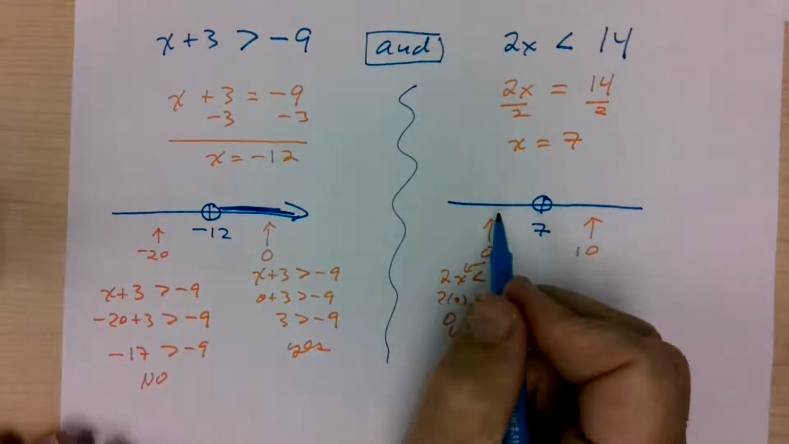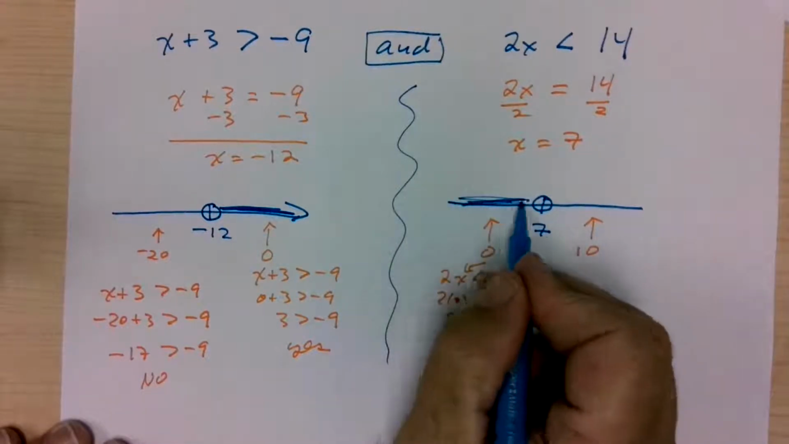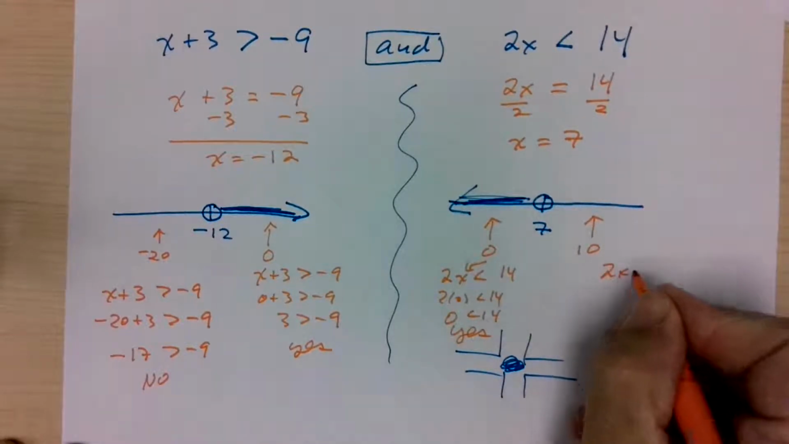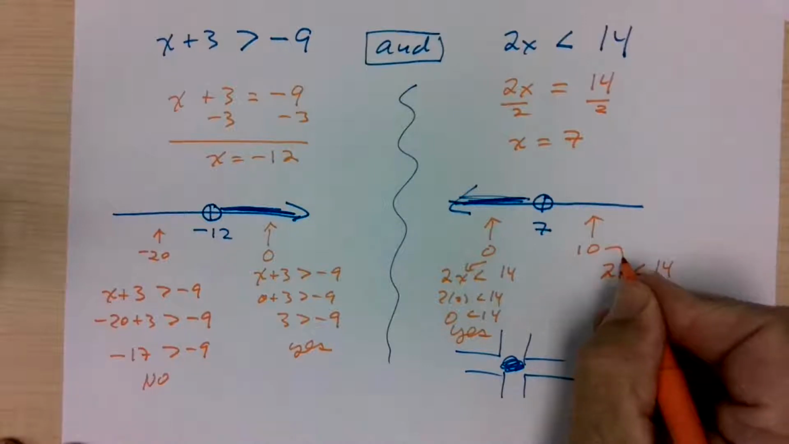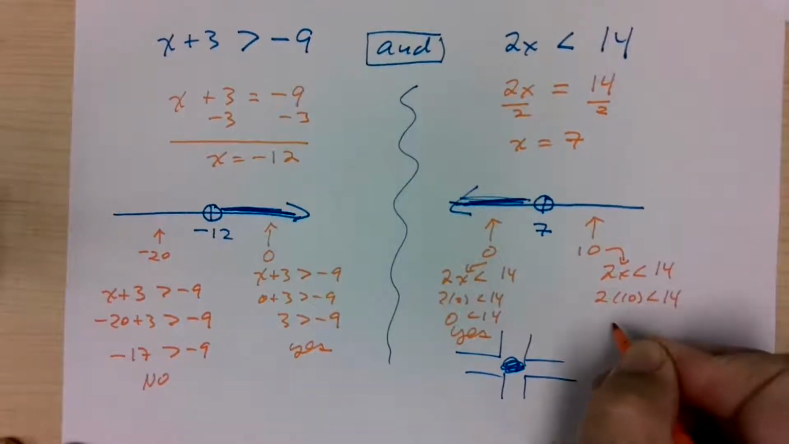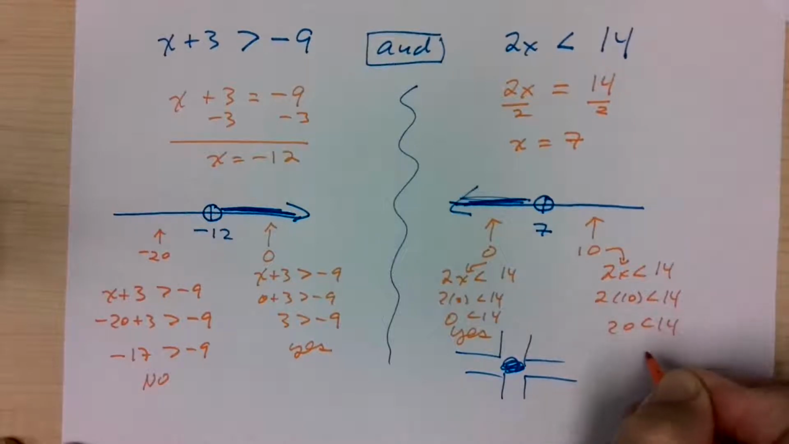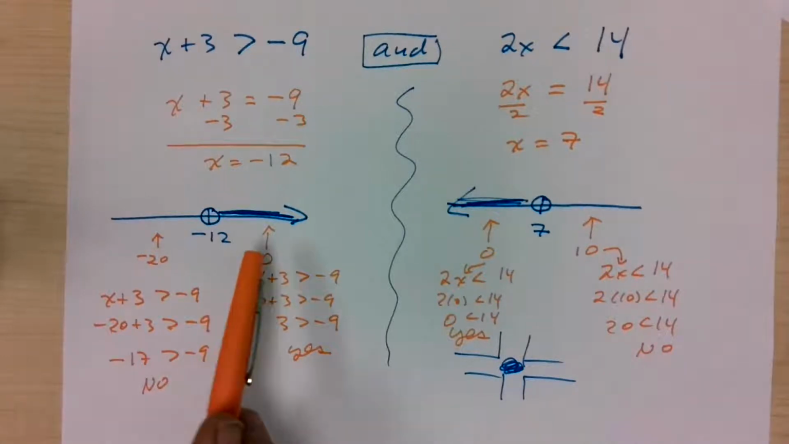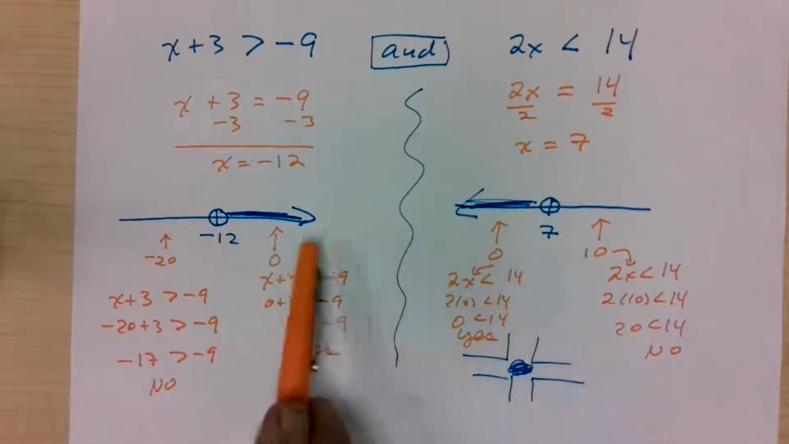So we're going to shade this way here. And on the right side, we're going to choose 10. Again, 2x less than 14, plug 10 in for x. 2 times 10 less than 14, 20 is less than 14. Is that true? That's a no. So now I have these two segments.